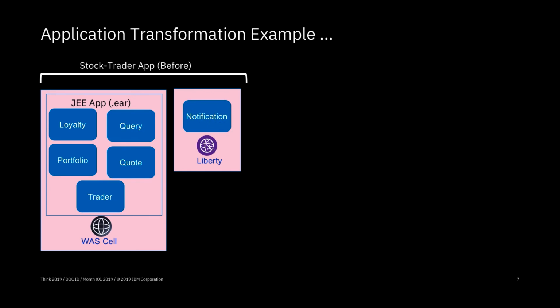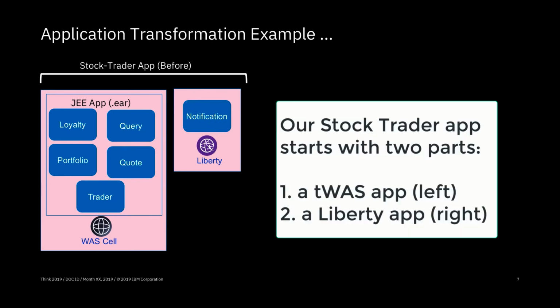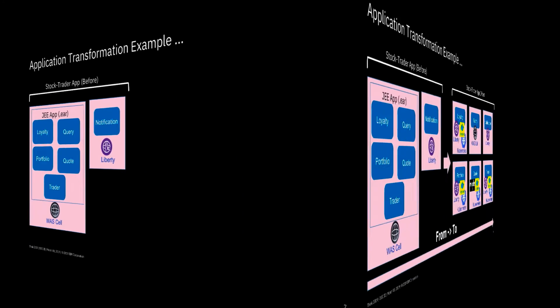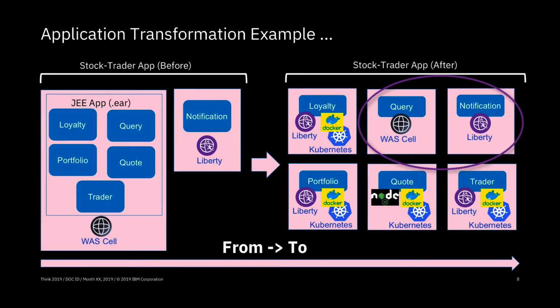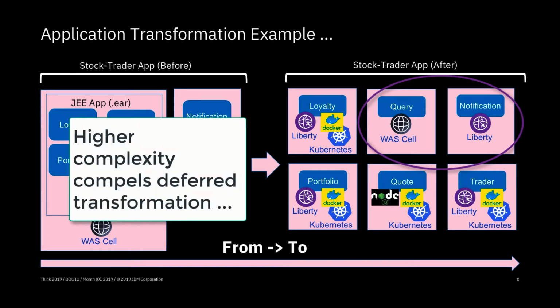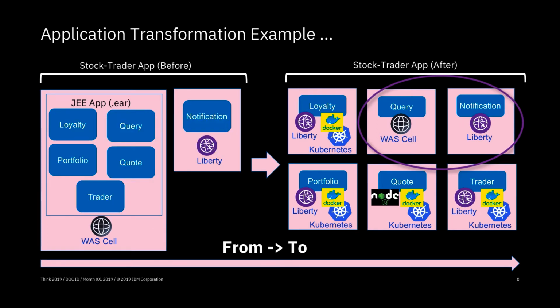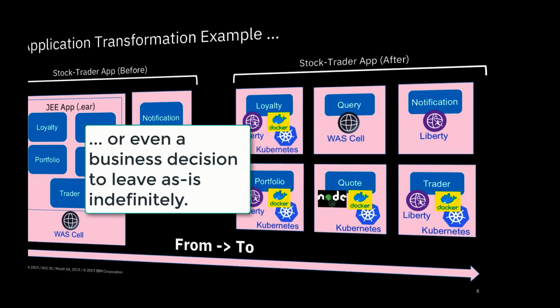Consider an app transformation example. Our stock trader app starts with two parts, a TWAS app on the left and a Liberty app on the right. As we transform stock trader, our desired end state is that each component is converted to a Liberty Docker container on Kubernetes. You will note two components, query and notification, were not transformed. For some components, higher complexity compels deferred transformation or even a business decision to leave as is indefinitely.